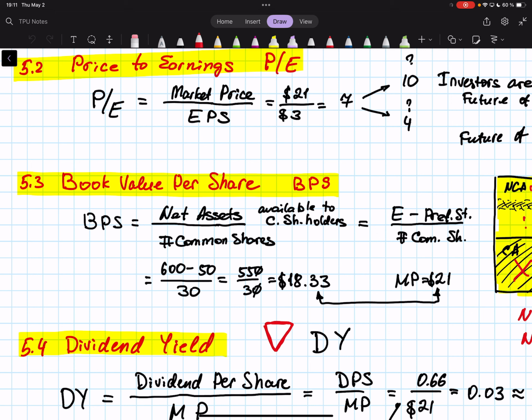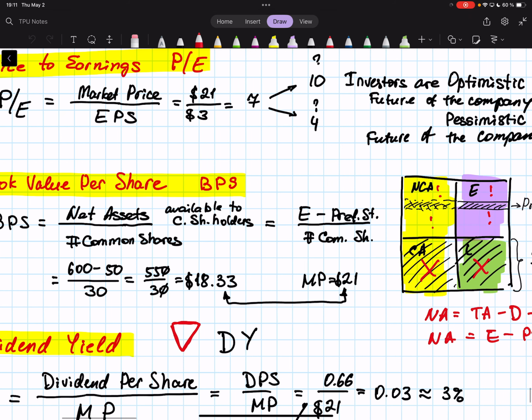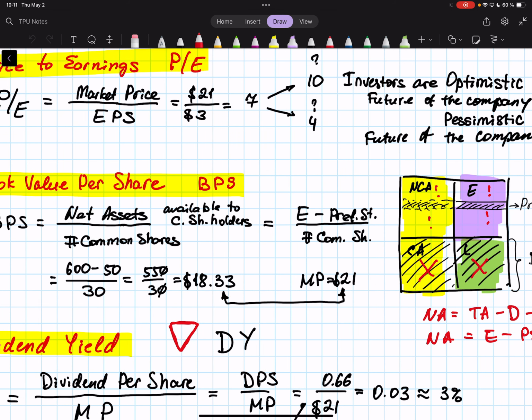In order to calculate that ratio, we should take all the book value. The book value in this case is our net assets. Net assets available to common shareholders. So if we take all the assets available to common shareholders divided by the number of common shares, we will get the BPS. I gave you the formula of how you can calculate the net assets. We decided that if we take equity, subtract the preferred stock, this will be our net assets. And then we divide it by the number of common shares, and we will get the ratio.